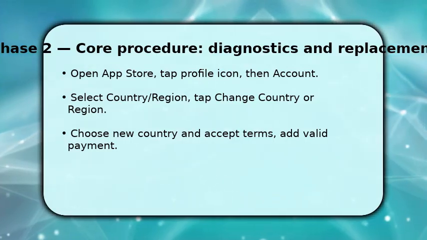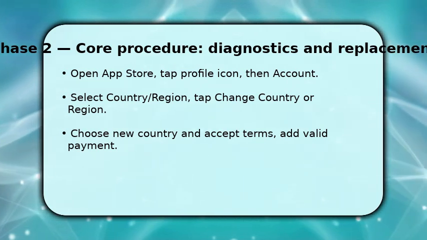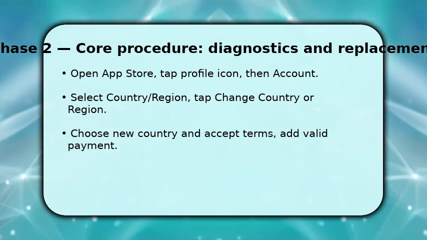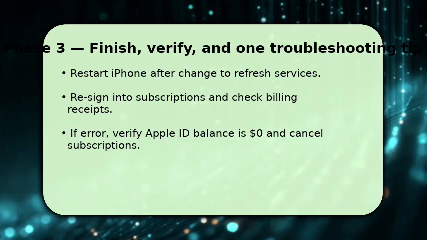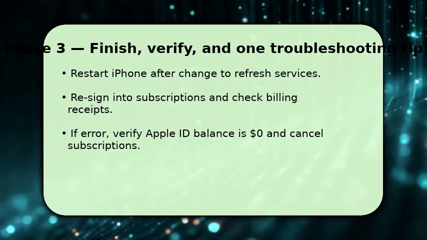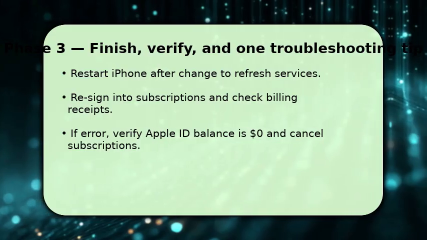Finish by returning to Settings, General, Language and Region to confirm the regional formats and then restart your iPhone to refresh system services. Once rebooted, sign back into Media and Purchases to restore access to purchases and re-enable subscriptions. Verify billing addresses in your accounts.